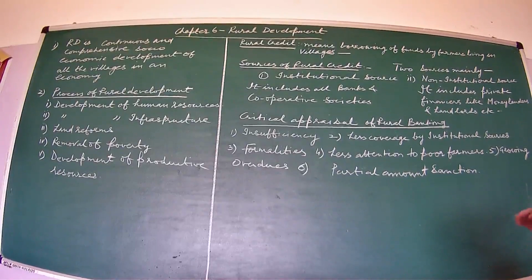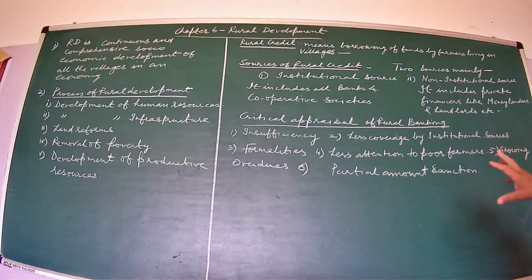becoming higher, and farmers are not able to return the money because of sometimes excess rain, flood, pest attack, natural calamities, which are the main cause. So these are some problems which I found here.